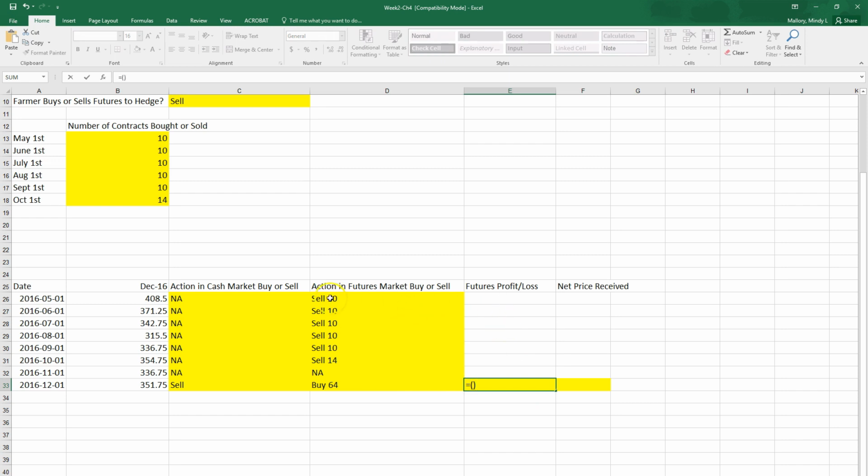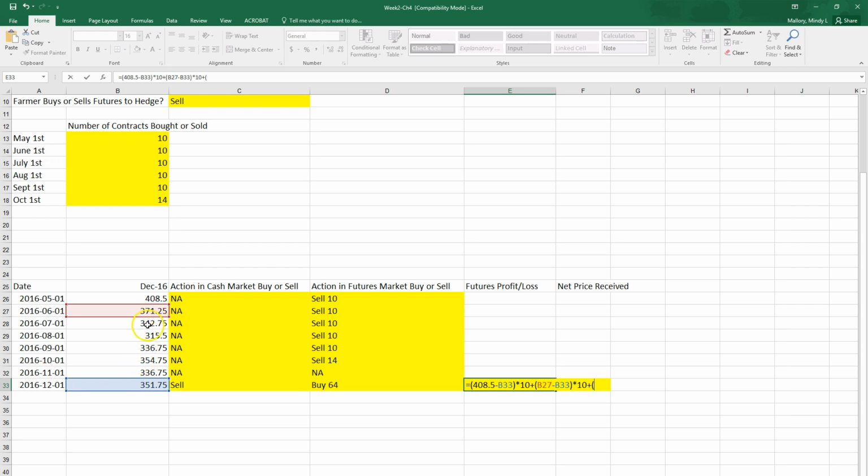So the first time we make a sale, we get 408.50. So that should be 408.5 minus, and when we buy it back at this price, or buy 64. Okay, and I'm going to make this times 10 because we're going to have to keep track of the weights so that when we do the average, it'll all be weighted appropriately. So for 10 contracts, this is the price gain I got. Plus, the next month, I got this price, sold 10 at that price, and I bought it back at this price. Also 10 contracts.